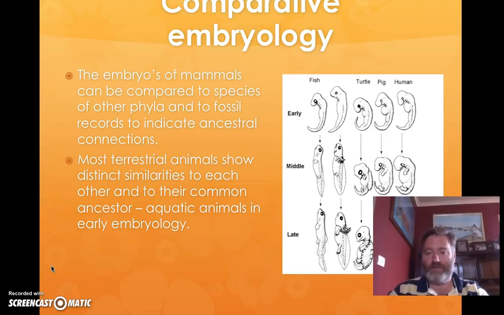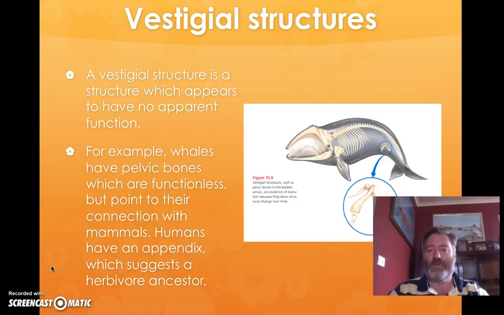We've studied also a thing called comparative embryology, and you look at these and you see in that early stage, that first trimester, the fish, the amphibian, the turtle, the pig, and the human aren't all that different. But by that late trimester, the third trimester, we're seeing quite clear differences. So all life began in the oceans, and their embryos really show that connection is still there. You can see the gill marks in all of them.